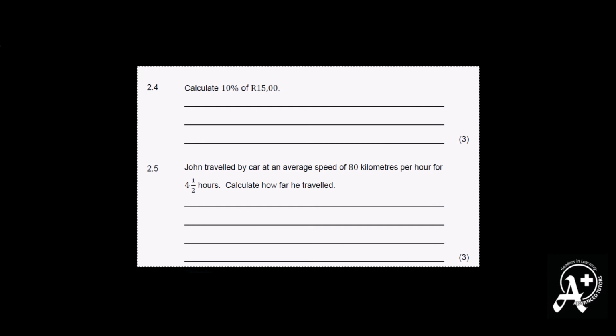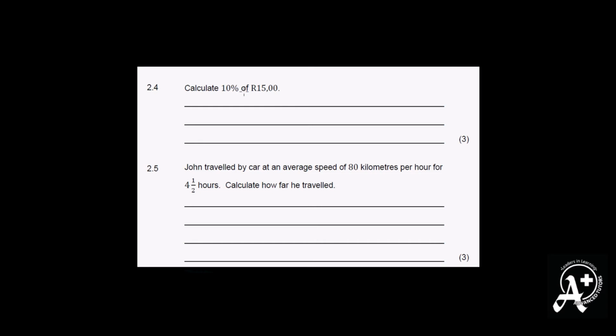In 2.4, they ask us to calculate 10% of 15 Rand. Right, so the first thing we want to do here is we don't want to be working in different types of numbers. We don't want to be working in percentages and whole numbers. So let's convert this 10% to a fraction, because that's the simplest thing to do with a percentage, and then also convert the 15 Rand to a fraction.